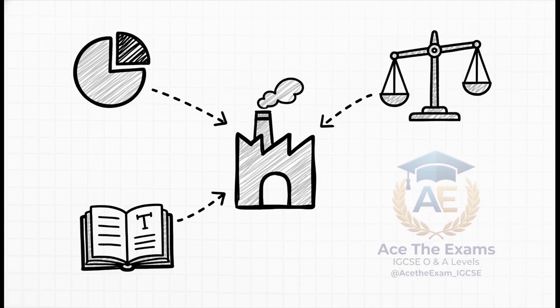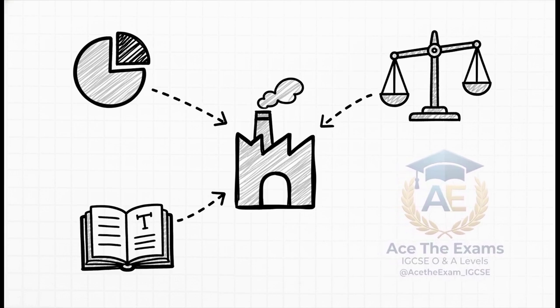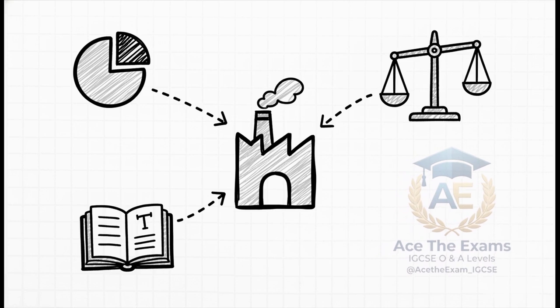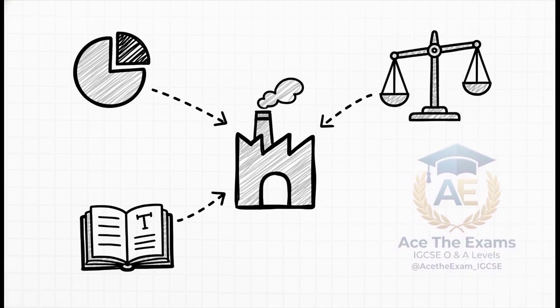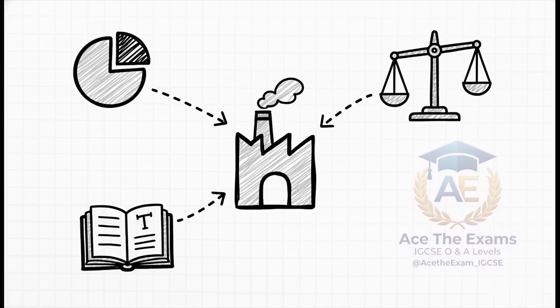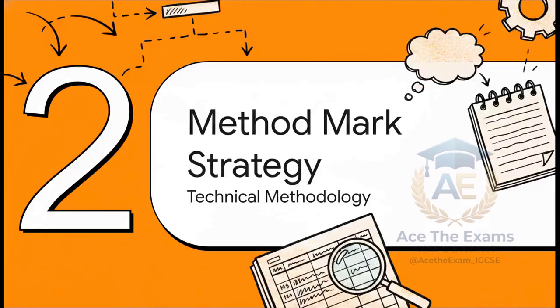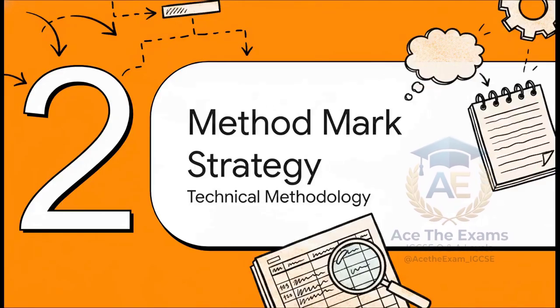When you build these causal relationships across different chapters of the syllabus, you instantly prove to the examiner that you possess a deep, integrated professional understanding of accounting principles. It is an absolute game changer. Moving on to Section 2, the method mark strategy.